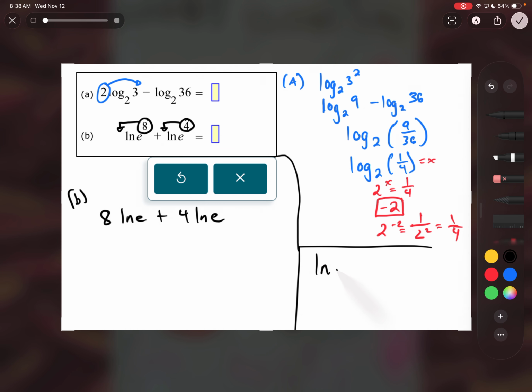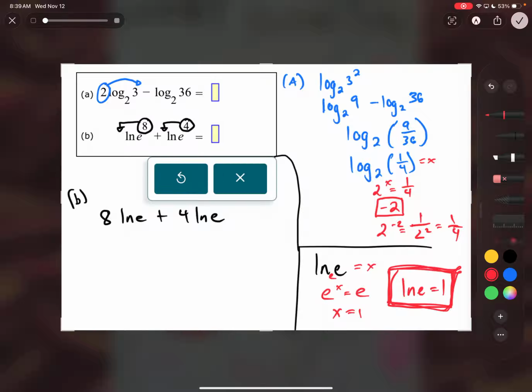Okay, the ln of e. Let's work out the ln of e real quick. Ln of e, we'll put equals x. This is base e, right? So this is saying e to what power is e? What exponent do I use if I get the same thing? 1. So the ln of e, this is a big thing, always equals 1. We will run into that a lot. It makes it go away nice and neat. So the ln of e equals 1.